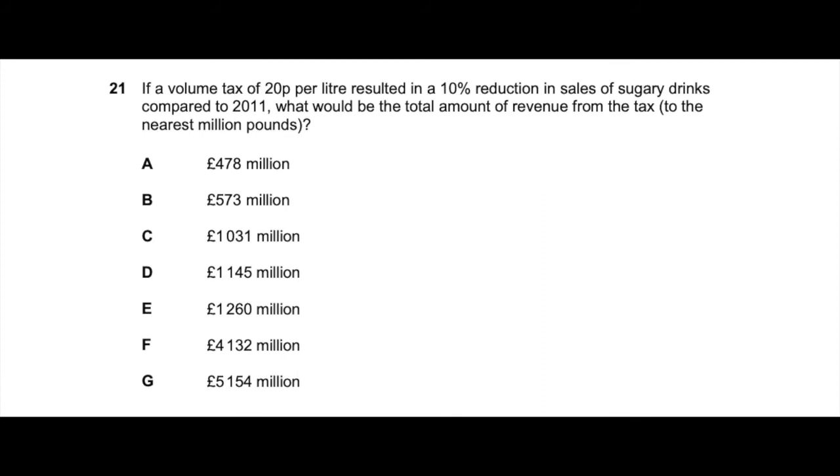5,727 million litres of sugary drinks were consumed. If the consumption was reduced by 10%, then the consumption would be 5,727 multiplied by 0.9 equals 5,154.3 million litres. Therefore, with the volume tax being 20p per litre, the total tax revenue from soft drinks would be 5,154.3 multiplied by 0.2 equals £1,030.86 million. This rounds up to £1,031 million, option C.